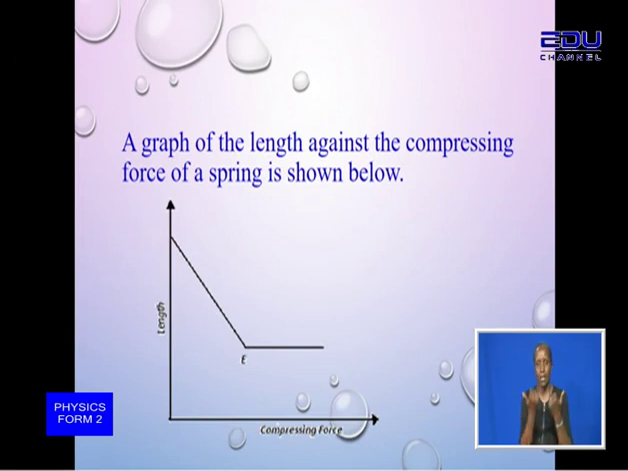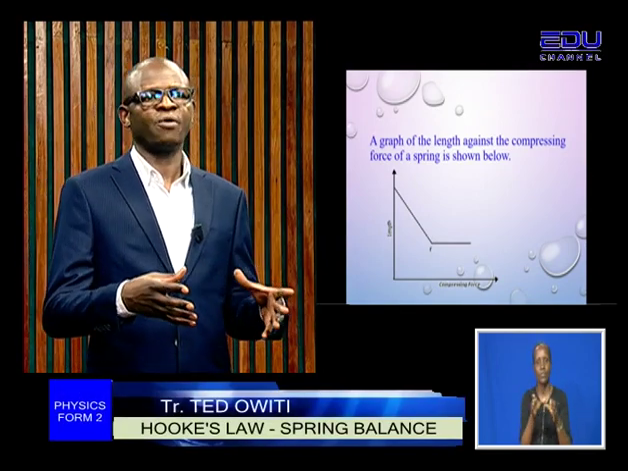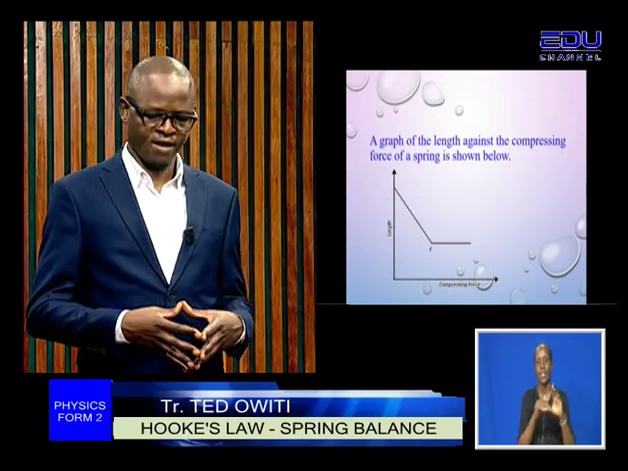Now, we also notice that there is a straight line, okay, with a negative gradient. When the length is very high, the compressional force is 0. But as we increase the compressional force, the length of the spring keeps on reducing. And it reduces in equal amounts. In short, a change in force will result in the same change in the length of the spring, which means that the compressional force is inversely proportional to the length. In short, as the force increases, all right, the length decreases in equal amounts.